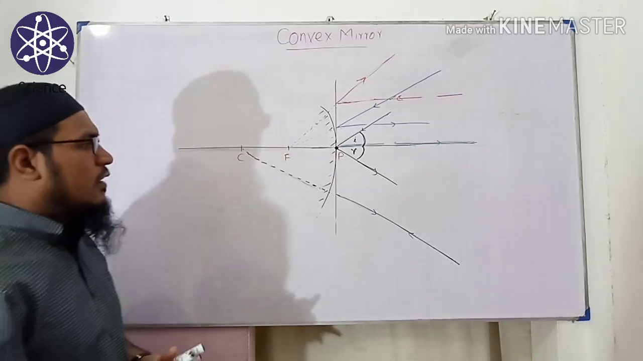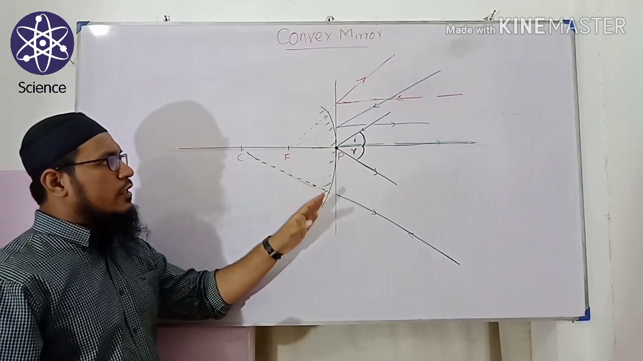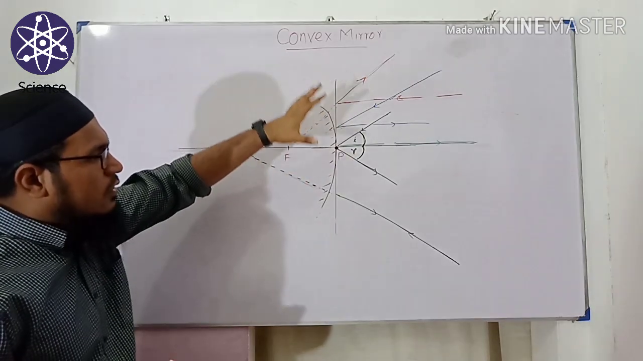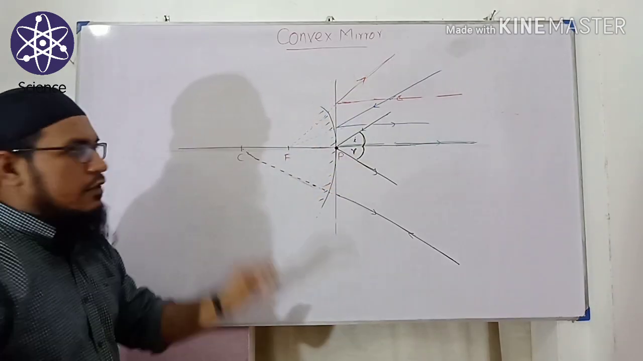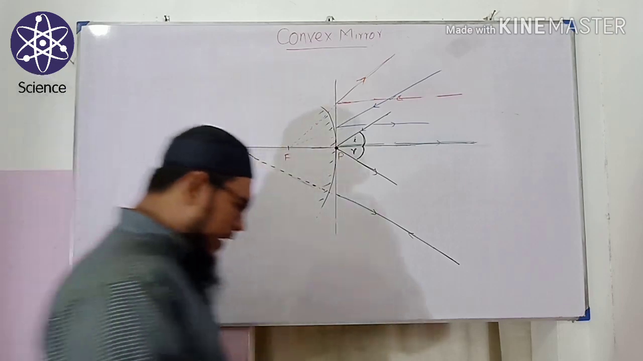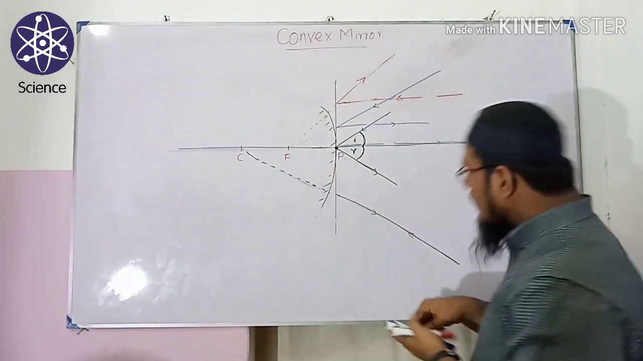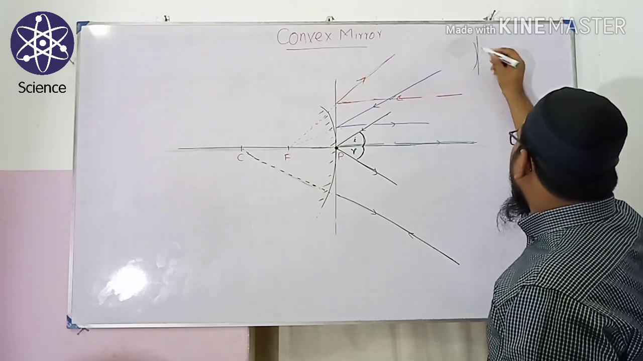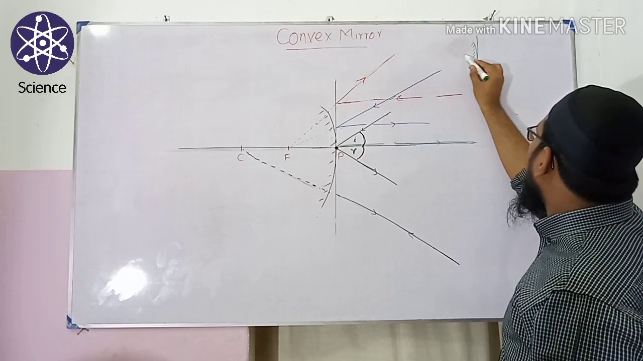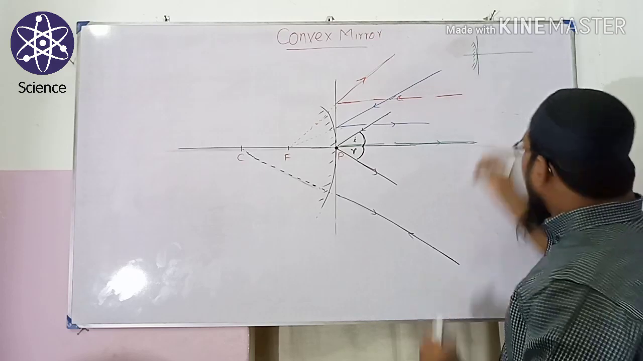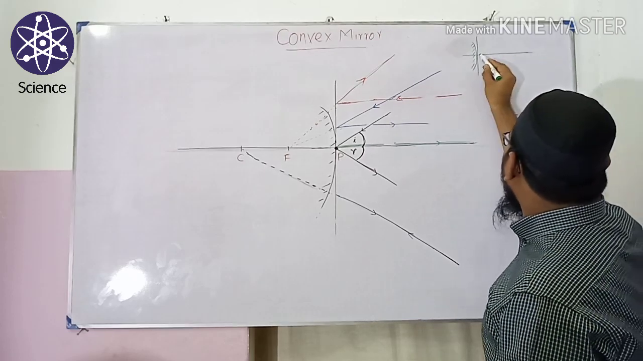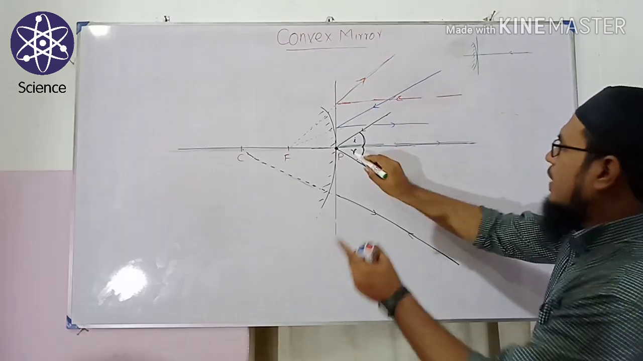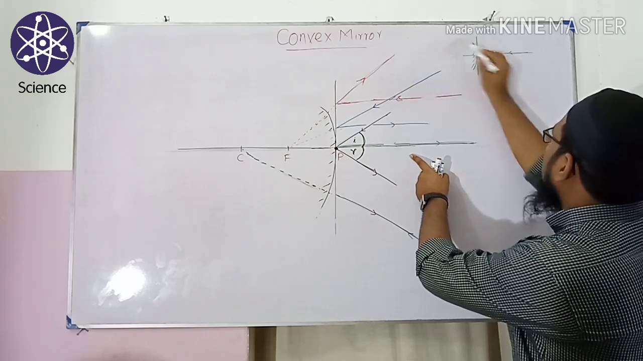So these are the 5 theories related to the convex mirror. But after drawing all the theories, you will be confused. Therefore, each and everything I will draw separately. First one, convex mirror, traveling along the principal axis and coming back along the principal axis. Yes, first theory done.